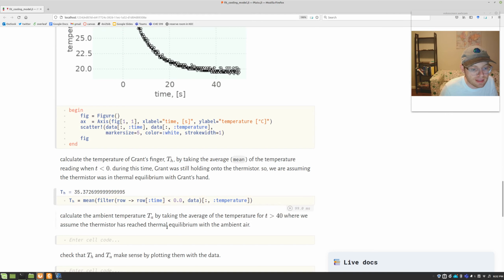Okay. And then same for TA. We're going to look at when the temperature is greater than 40 and define that to be TA, the temperature of the air. Because, you know, eventually the thermistor is going to equilibrate with the air. And so we're basically assuming that pretty much the thermistor is equilibrated with the air temperature there. So TA equals mean, and we're going to do the same thing. But now, instead of looking at when the time is less than 0, we're going to see if it's greater than 40.